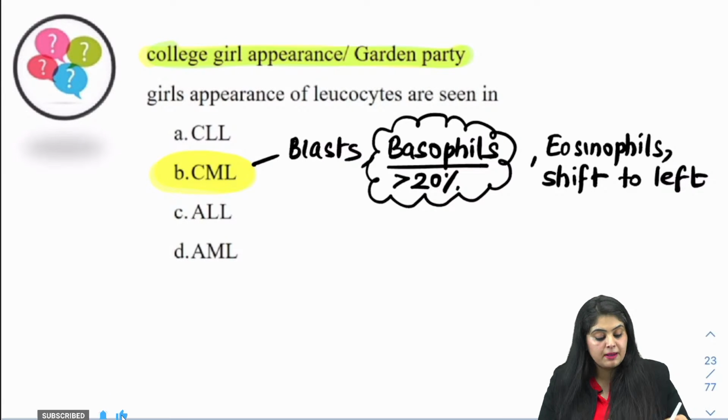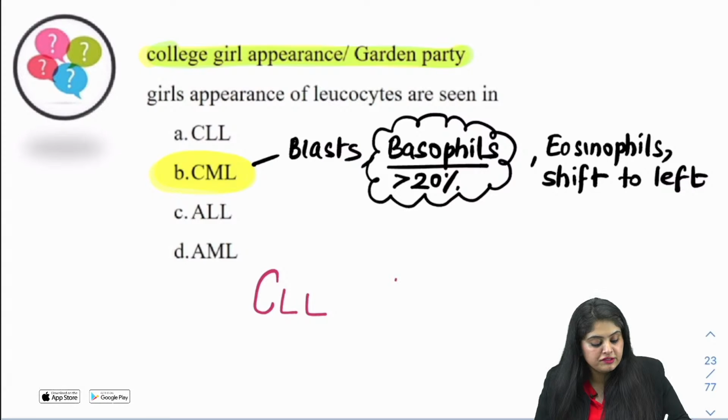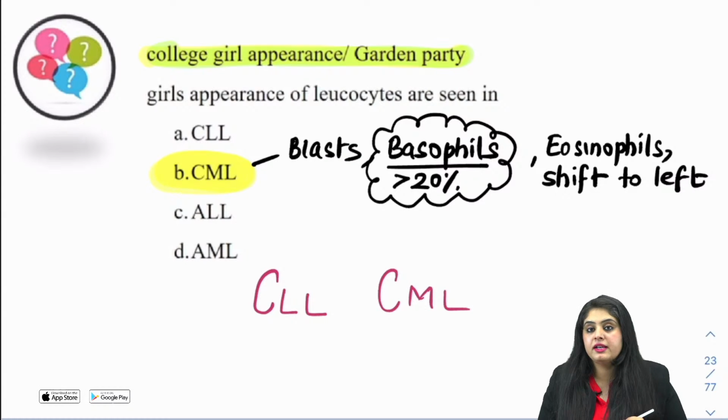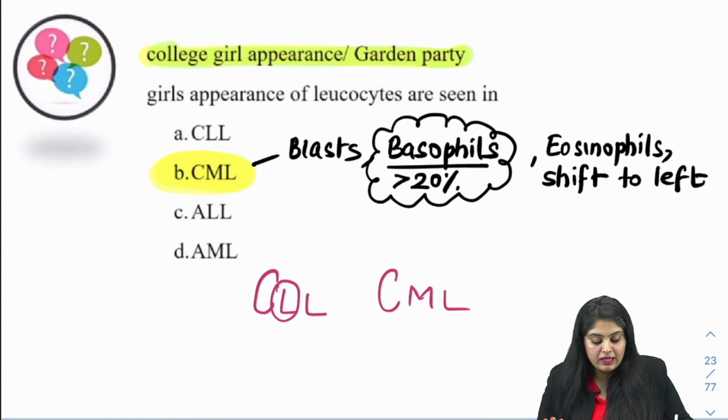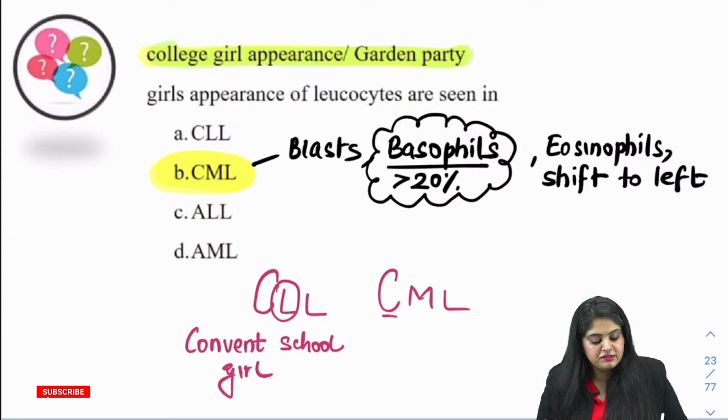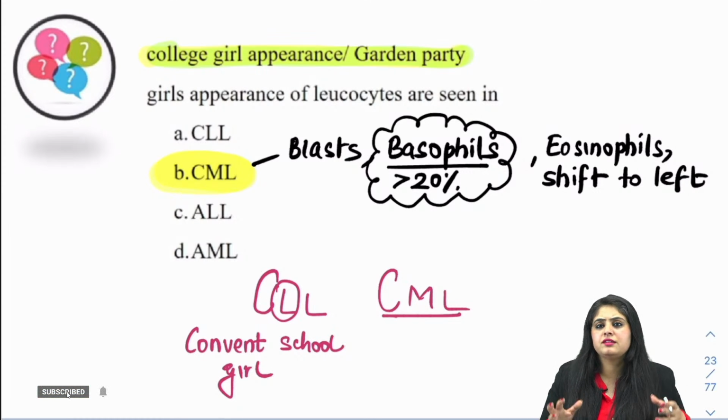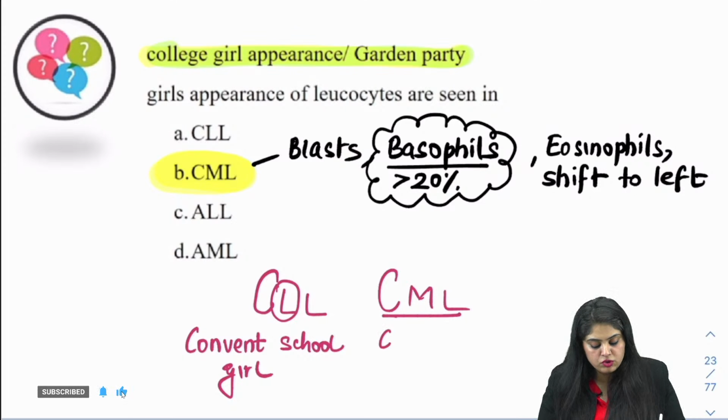So now let's do a recap. If they give me a question on CLL versus CML, in CLL, ma'am, there was only one cell, lymphocyte. That is how we had learnt it. So that is going to be convent school girl appearance. But in CML, ma'am, you are saying I'm seeing blasts, basophils, eosinophils, everything. So that is going to be the college girl appearance.